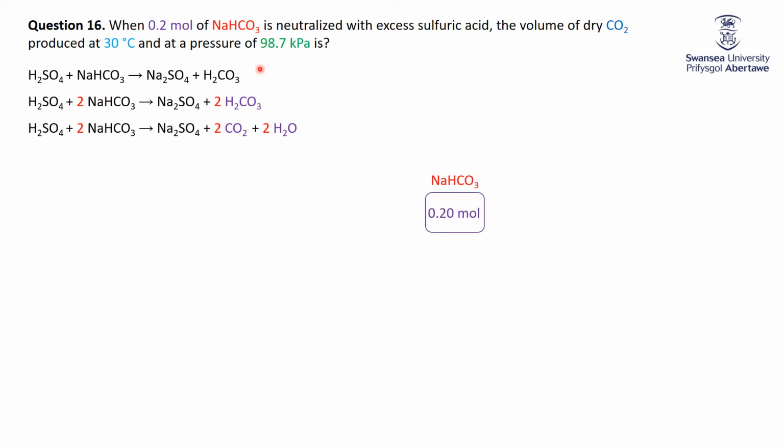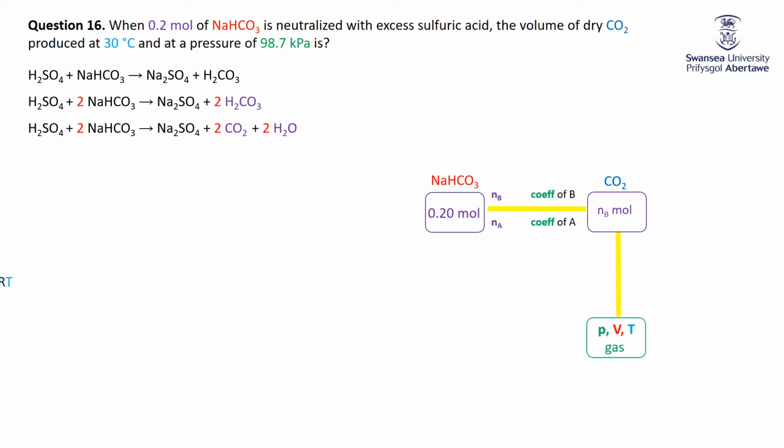So we know that we start with 0.2 moles of sodium hydrogen carbonate. So the first thing that we have to do is figure out how many moles of CO2 that is going to give us, because we've got the chemical equation that relates moles and moles. Once we've got moles of CO2, it's going to be readily easy to convert that to volume in this case, because we know the temperature and we know the pressure, using PV equals nRT.